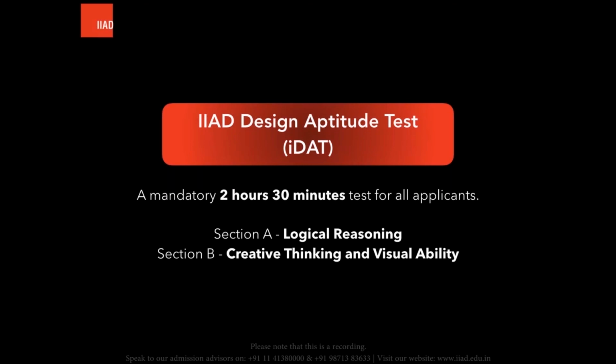Section A is logical reasoning. Section B is creative thinking and visual ability. So we are not asking questions on the basis of science, maths, English, or GK. The questions will be totally based on design aptitude and a little bit of creativity and logical reasoning.